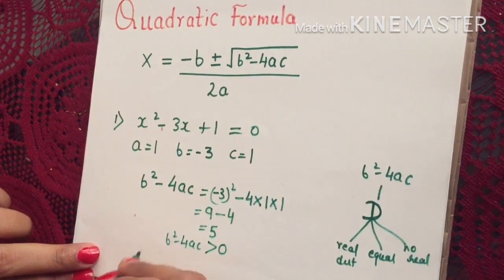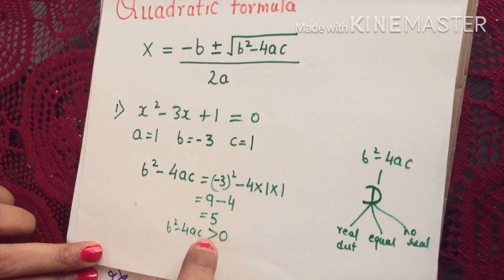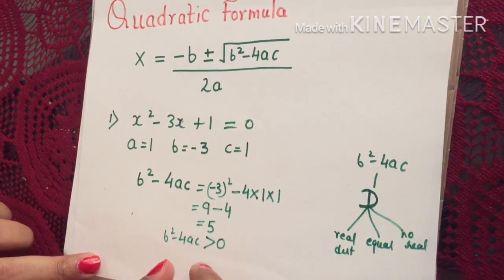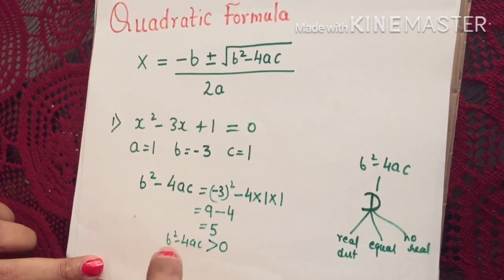And how can we find them? Then we have to go back to the formula and proceed. Now suppose it was negative 5. Had it been minus 5, then we would have stopped here, saying that this equation does not have any real roots.